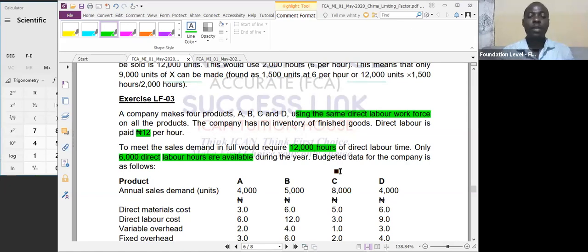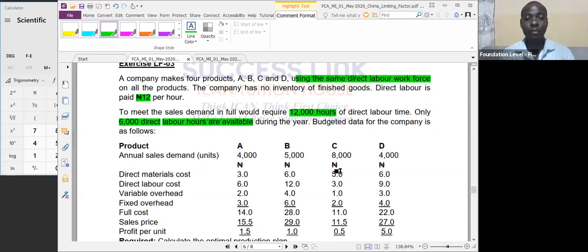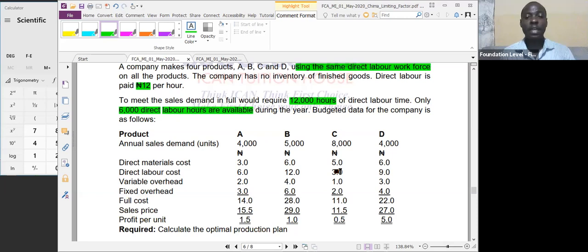Now look at the budgeted data that they gave you. They gave you annual sales demand, 4,000 units, 5,000 units, 8,000 and 4,000 units for each of A, B, C, and D. Okay, then look at direct materials, look at direct labor costs. They have told you direct labor costs, variable overhead, fixed overhead, full cost price, and sales price and profit. Now, this is a kind of absorption costing method.